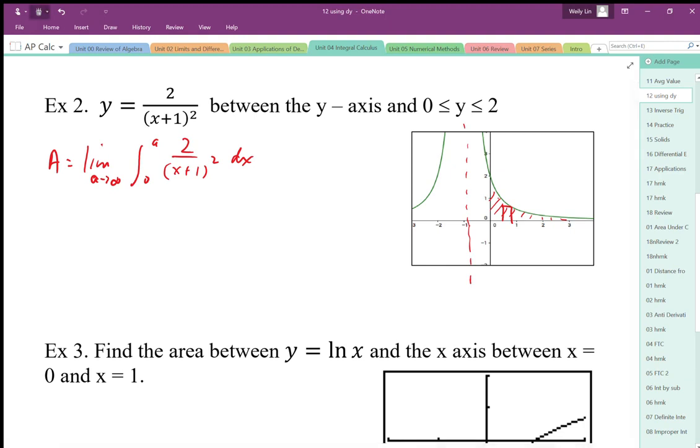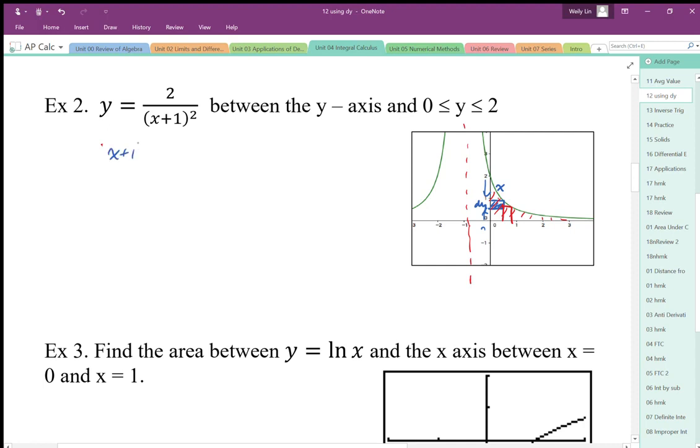Now I'm going to set up slightly differently. We're going to use a dy in this case. So I'm going to get rid of that, and I'm going to use this rectangle here, this dy rectangle going sideways. There's going to be a length of x, and our width is going to be dy. To do this, we need to solve this for x. So I'm going to write this as (x plus 1) squared equals 2 over y. x is equal to plus or minus the square root of 2 over y, minus 1. We're going to use the positive version of that.